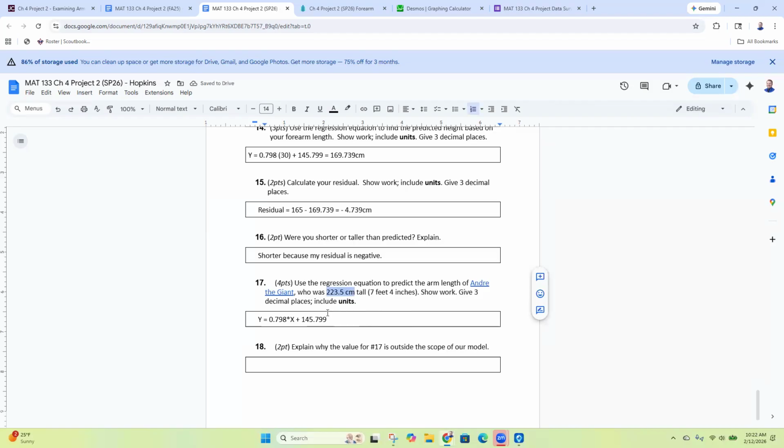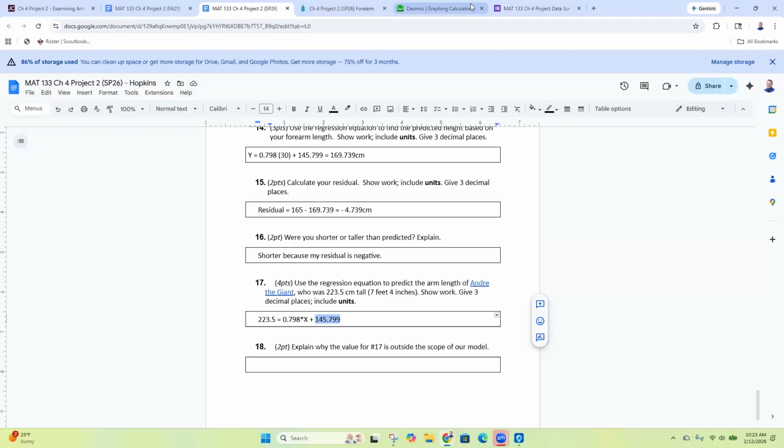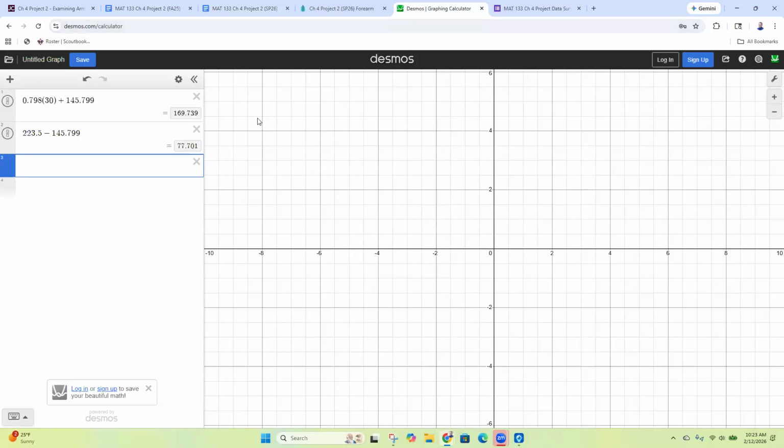This is not an x value, it's a y value. So I'm going to put that in right here, 223.5, okay? To solve for x in this case, I need to subtract 145.799 from both sides. So I'm going to do 223.5 minus 145.799. Did I get those numbers right? I did. Okay. So I get 77.701.